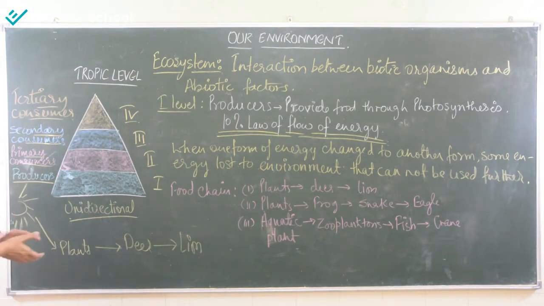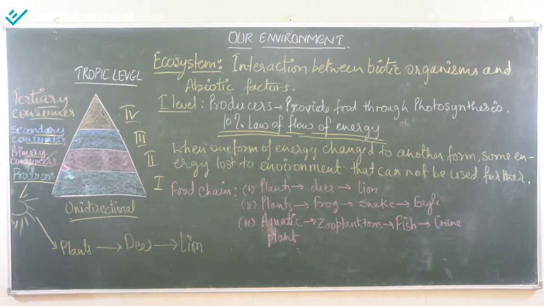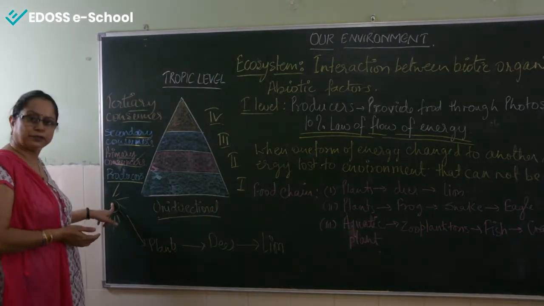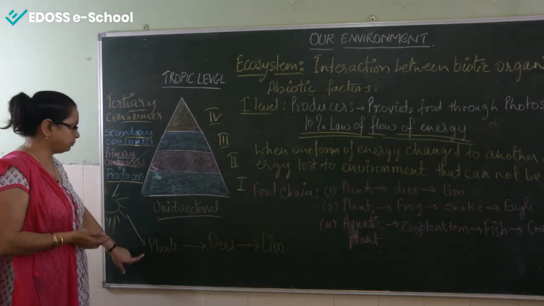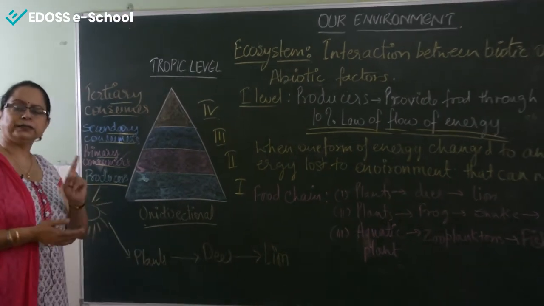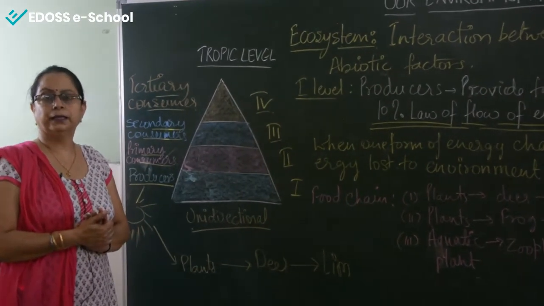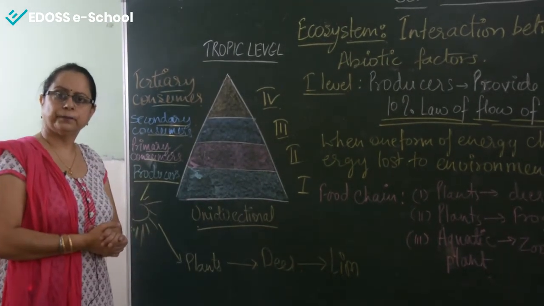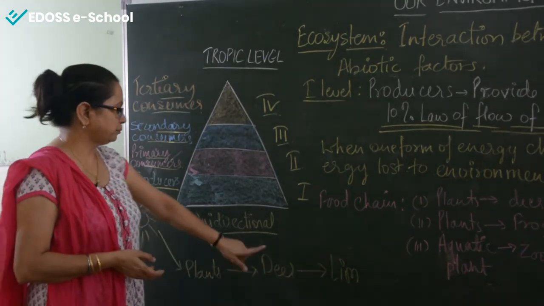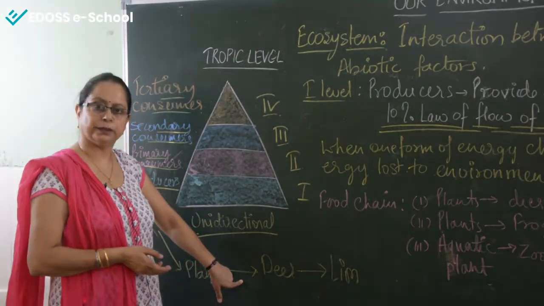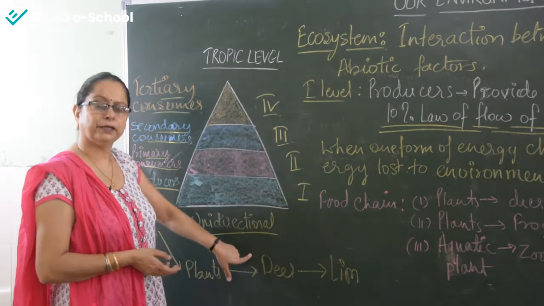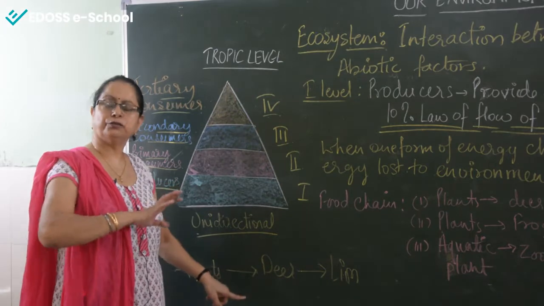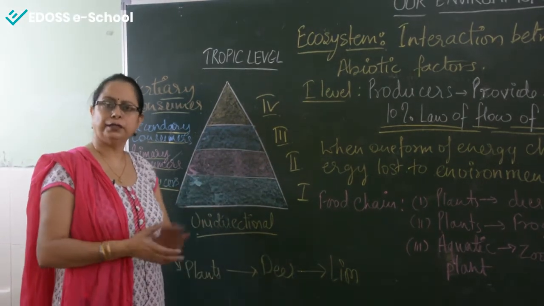Now simple, what does the 10% law of energy say? When light energy from the sun is consumed by the plant, then only 1% of the energy is consumed by the plant. That means 99% of the energy goes back to the environment. Second, when plants are consumed by the deer, the primary consumer, then only 10% of energy is transferred from plant to deer. The rest, 90% of the energy, goes back to the environment.